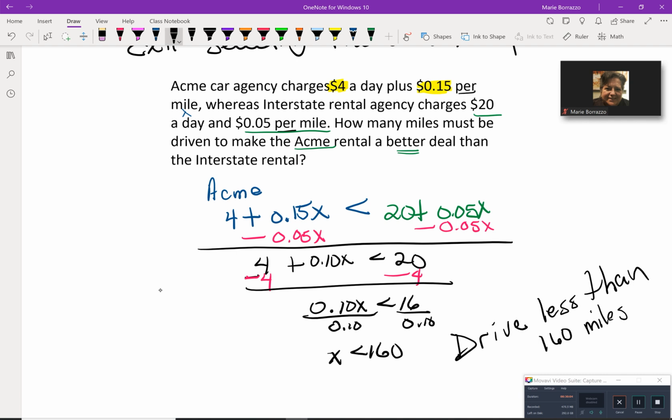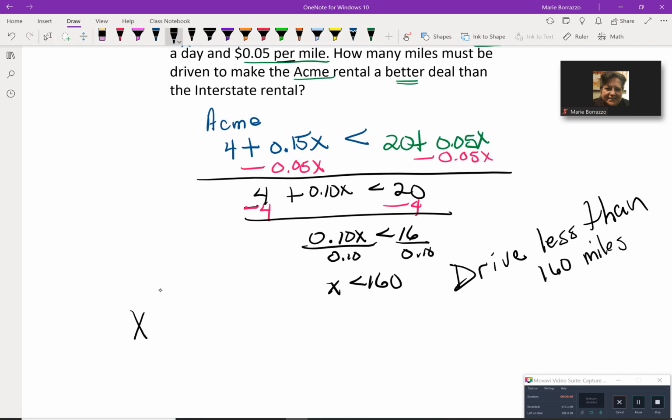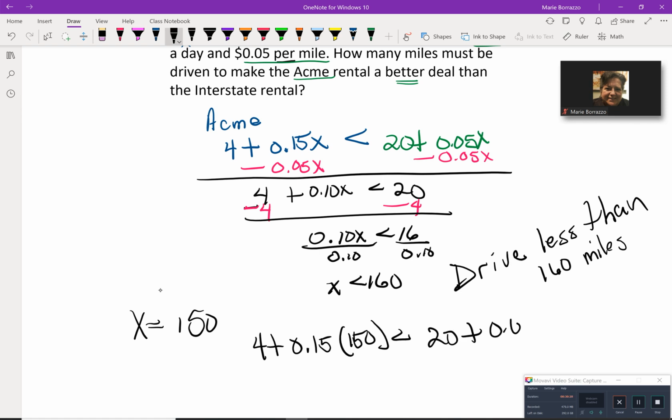So in that case, let's say hypothetically I drive 150 miles. So let's throw this into the solution. Is 4 plus 0.15 times 150 less than the 20 plus 0.05 times 150? Remember, x is a number of miles. So you notice in this case, this becomes 26.50 after you do the math, and that is definitely less than 27.50. So our solution checks out.